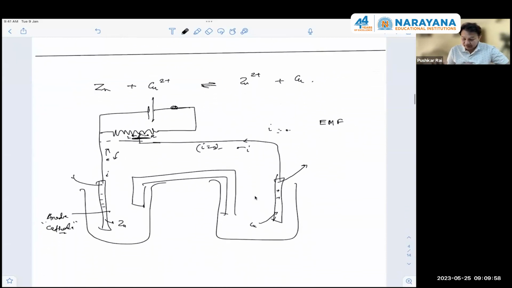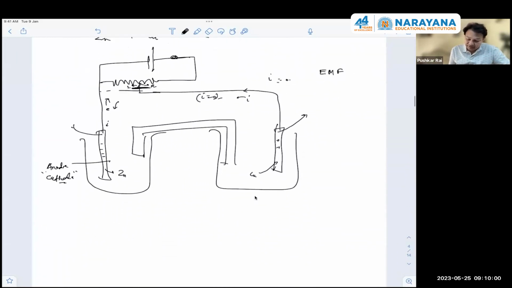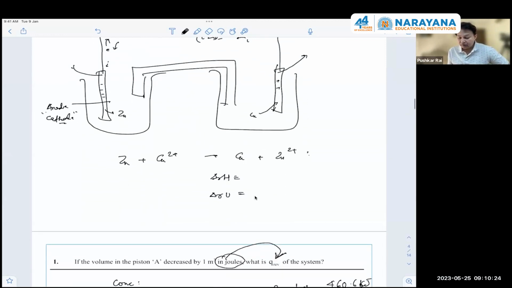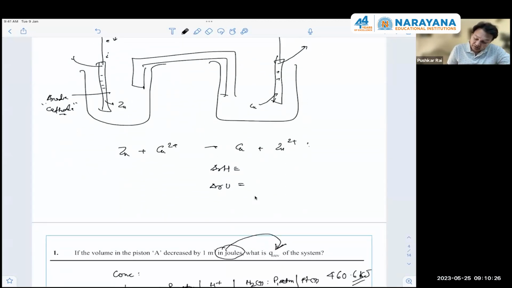But this is the galvanic cell and how it operates. So in this galvanic cell, if I ask you, Zn plus Cu2+ changing into Cu plus Zn2+, what is the delta rH of this process? What is delta rU of this process? What is the enthalpy change in this process? What is the internal energy change in this process? What is the Gibbs function change in this process?